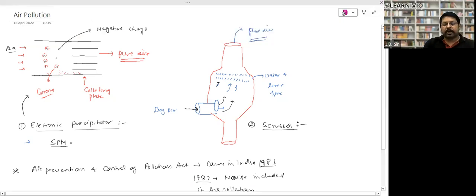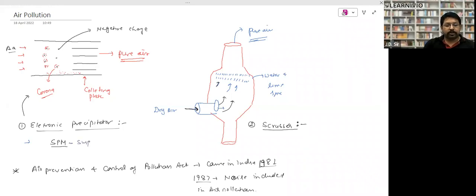These carbon particles or fine dust particles which do not settle down are called suspended particulate material, SPM. So these SPMs are being settled down by this equipment.